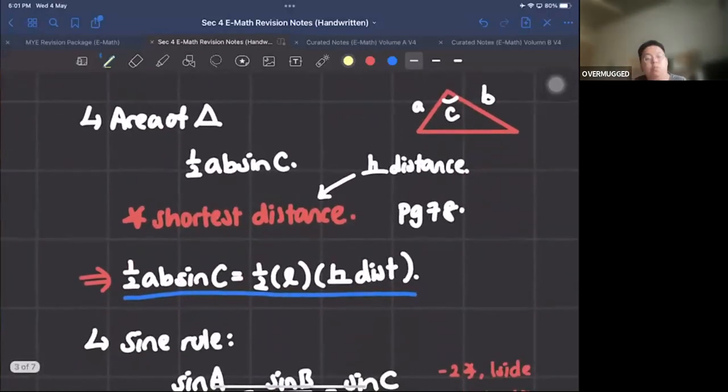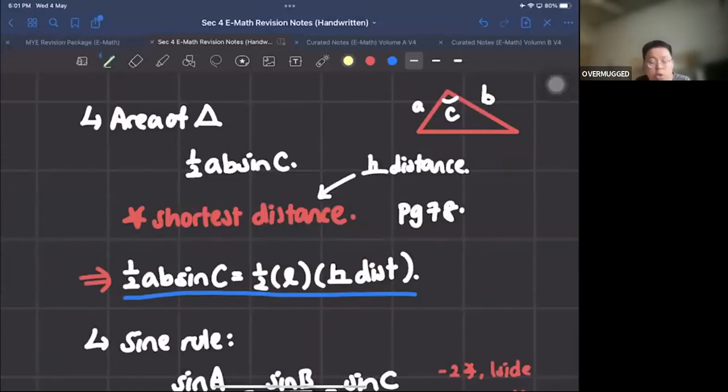Two more concepts. Area of a triangle. Remember that this is half ab sine C. This formula is given to you in the exams. Remember, area of triangle questions are always put together with shortest distance questions.